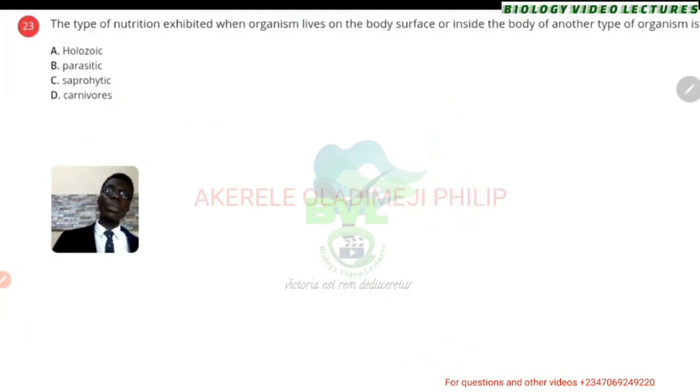The type of nutrition exhibited when organisms live on the surface or inside the body of another type of organism, that's going to be parasitic. You're living inside or outside and you're obtaining nutrients, that's going to be parasitic.